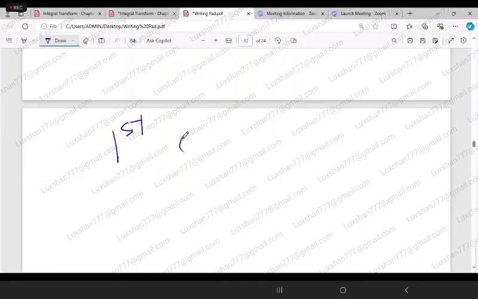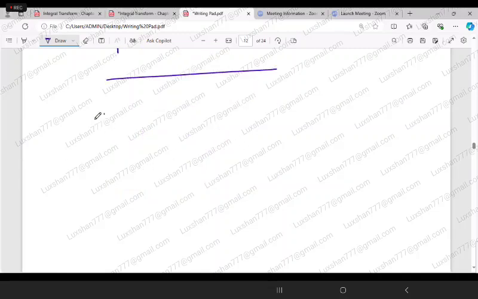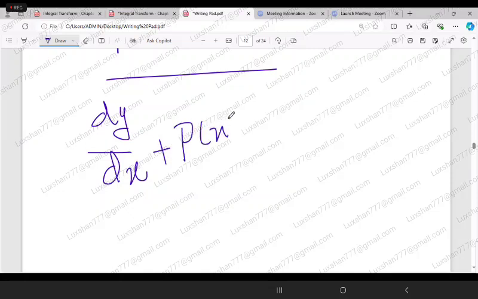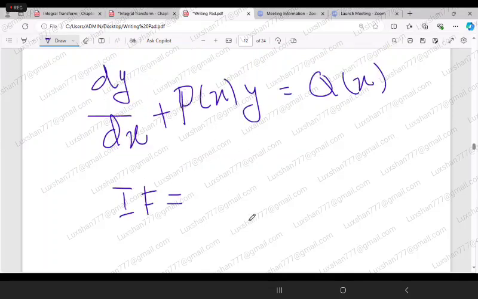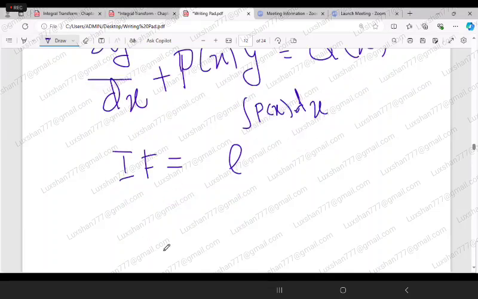first order ODE. So if you have a function like this, dy over dx plus P(x) y equals Q(x), then what is the solution of this equation? What is the integrating factor? Can anybody tell me what is the integrating factor of this equation? e to the power integration P(x) dx. Okay, so then you can easily solve this equation.